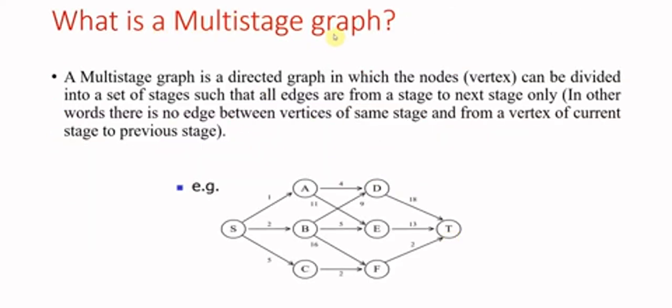First of all, what is a multi-stage graph? Now this is an example of a multi-stage graph, as this graph is a directed graph as well as a weighted graph. So a multi-stage graph is a directed weighted graph in which the nodes, meaning the vertices like S, A, B, C, D, E, F, T, can be divided into a set of stages. Now it is quite obvious that S is having one particular stage. All these three vertices A, B, C are present in the second stage. Then D, E, F are present in the third stage, and T is in another stage.